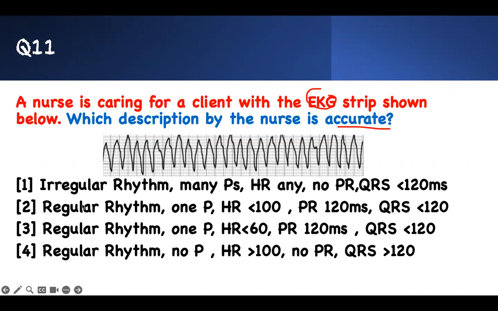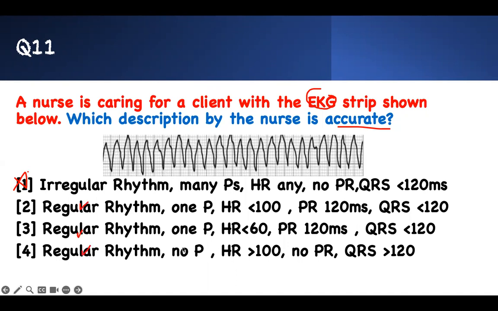Without even looking at the strip, I see 1 irregular and 3 regular. That means either this one is wrong or all of the others are wrong, right? So I can eliminate this right away, or options 2, 3, 4 are gone because they are regular. But I'm keeping them and I'll show you why. Look at it. Is this irregular? I see that this is all uniform. The distance between each QRS complex is uniform. So right away, this is gone. It's not an irregular rhythm. So I know these two are right.